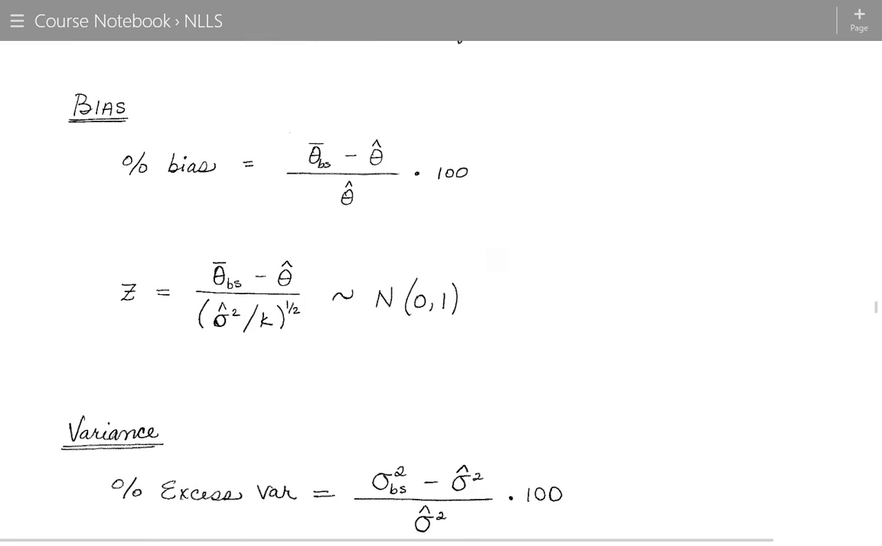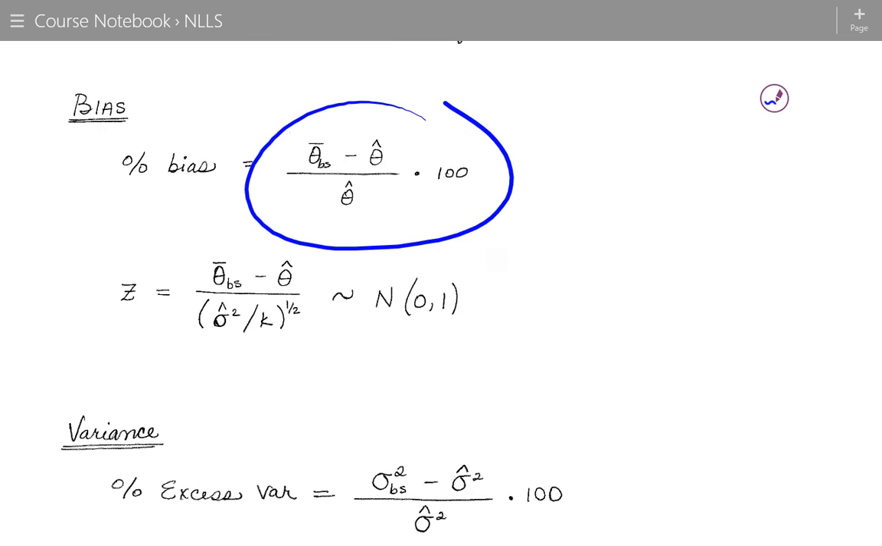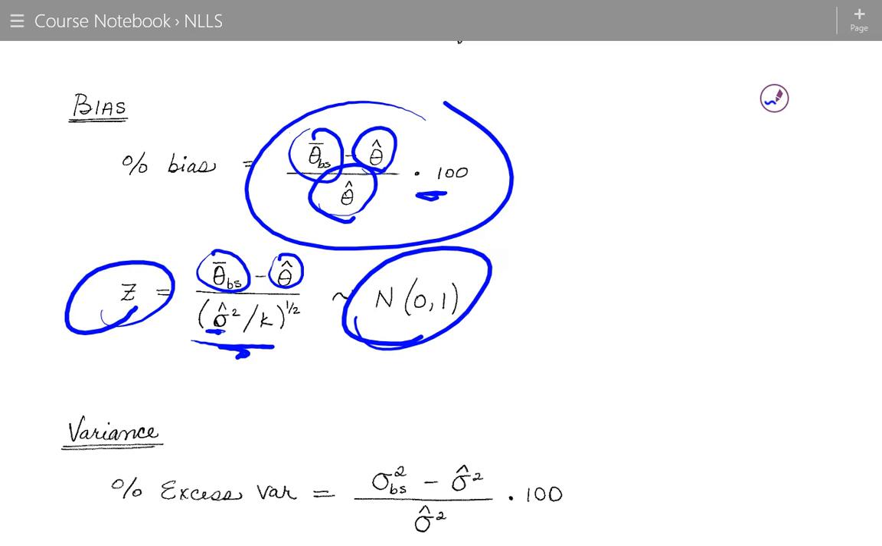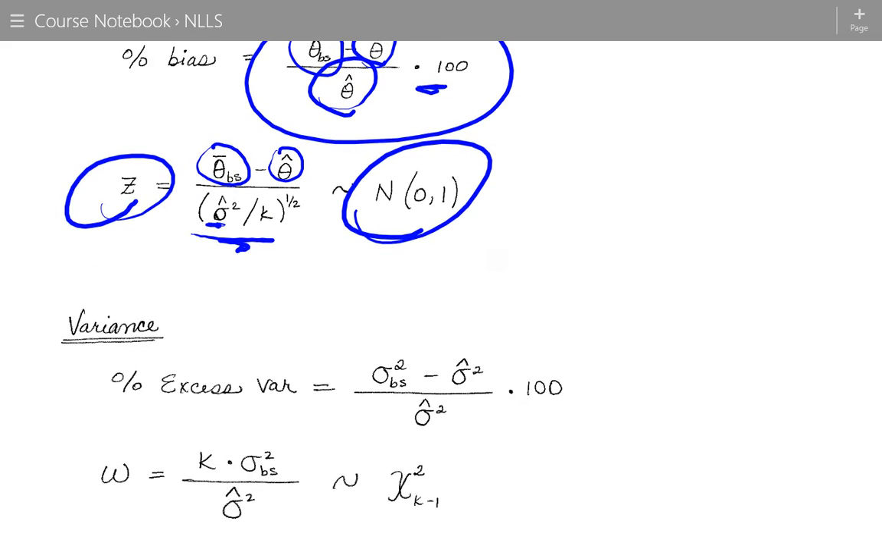You can also look at the percent bias. Define that as the mean of the bootstrap samples minus the actual estimate divided by the actual estimate times 100. And you notice that you can look also at how the mean of the bootstrap sample is different from the estimate using this scaling of the variance of the nonlinear least squares estimated divided by k to the 1/2, and this statistic is a normal 0,1 approximately. So you can actually test the question of bias as well.